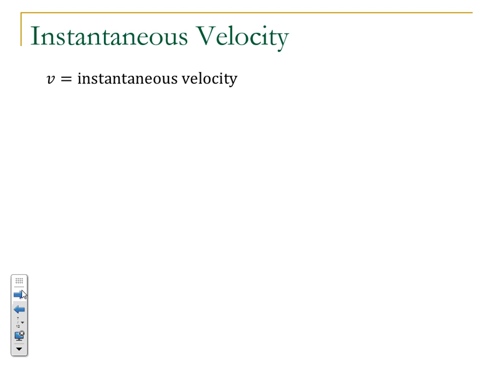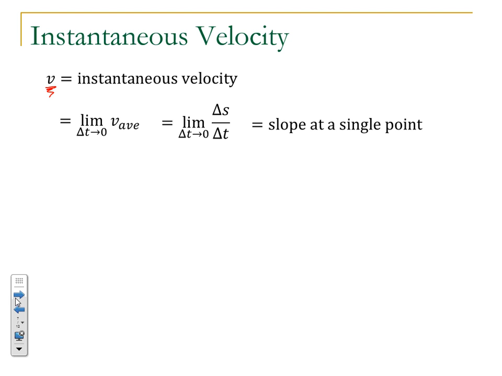and we're going to call that instantaneous velocity. And we're going to use just a v without any subscripts to indicate instantaneous velocity, and we're going to say it's the limit of the average velocity as this time period shrinks to 0, as delta t goes to 0. And so we can write it like this: average velocity is delta s over delta t. And it turns out that this limit is the slope of the position time plot at a single point.